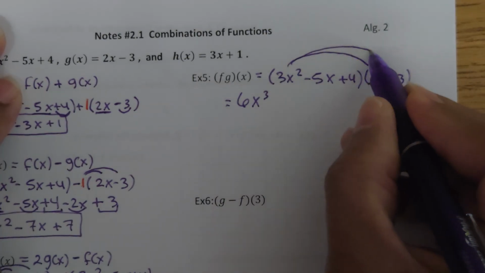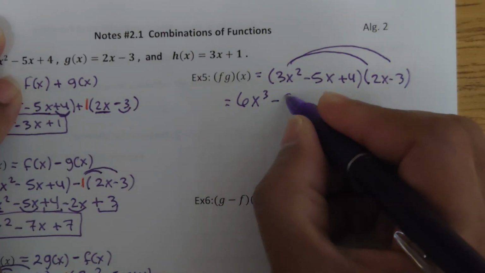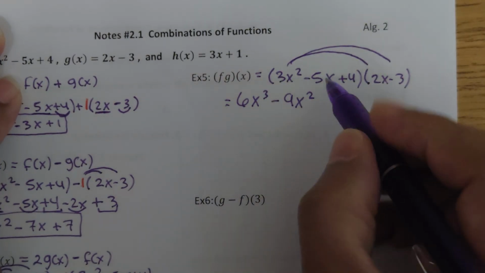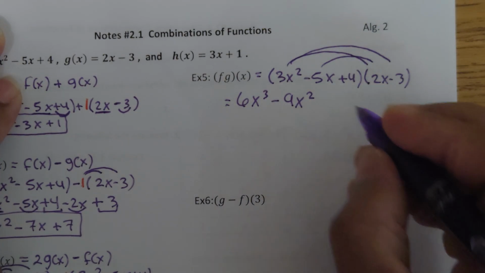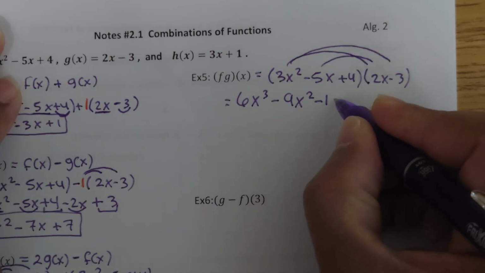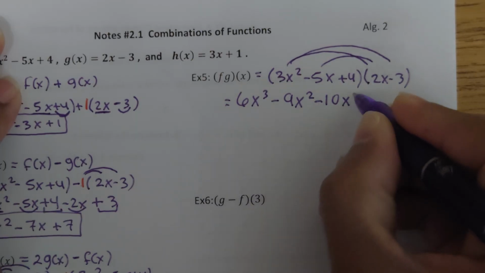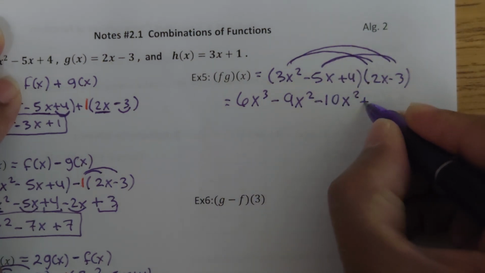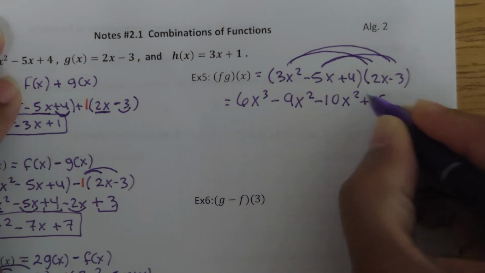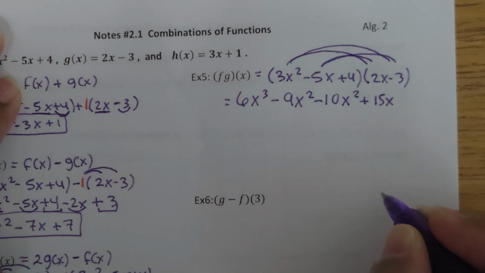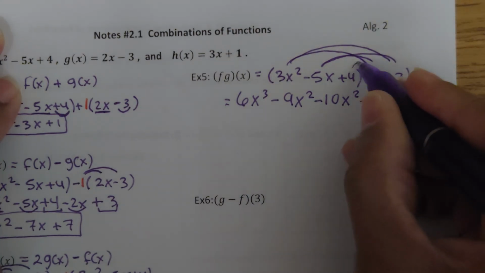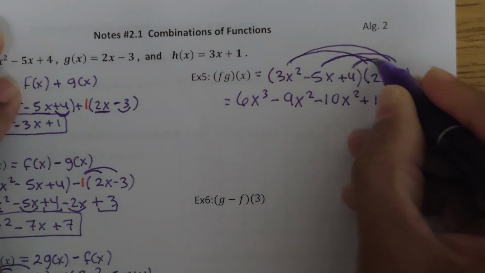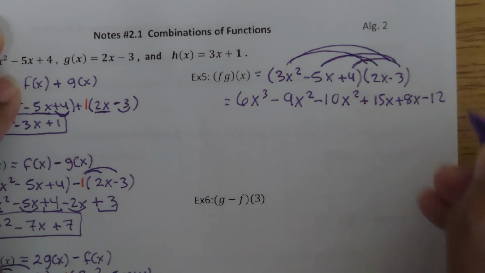And then 3x squared times negative 3, that's negative 9x squared. So we're done with the first term, then the second term. Negative 5x times 2x, that's negative 5 times 2 is 10, and x times x is x squared. Negative 5x times negative 3. Negative times negative is positive, so 5 times 3 is 15, but it has an x, so that's 15x. And then we have 4 times 2x, that's plus 8x. And then 4 times negative 3, that's a minus 12.